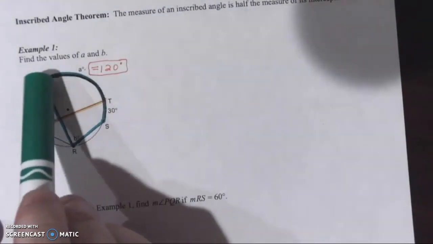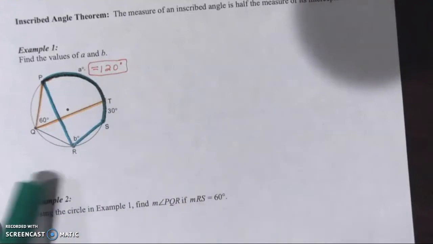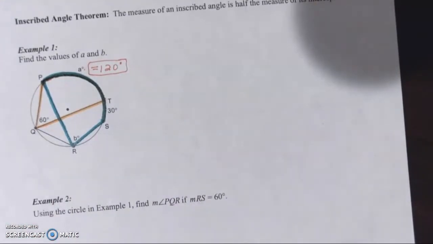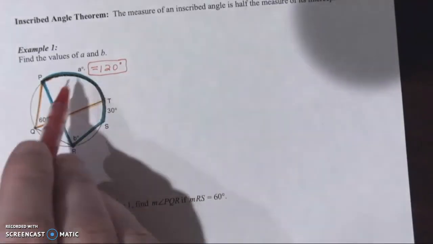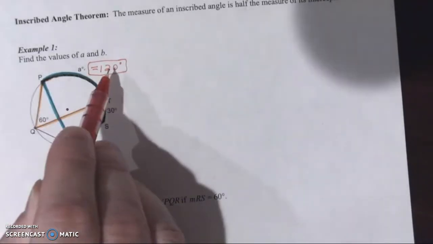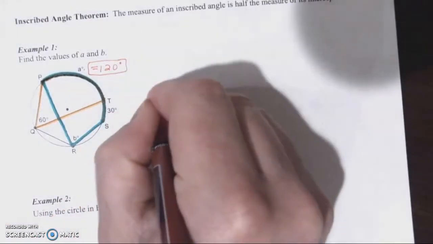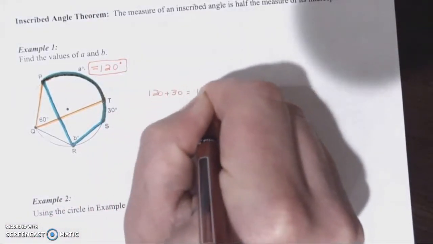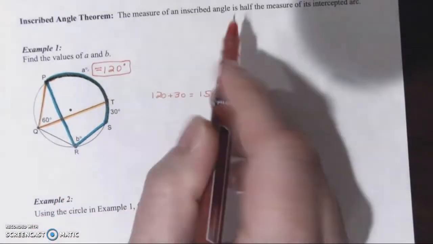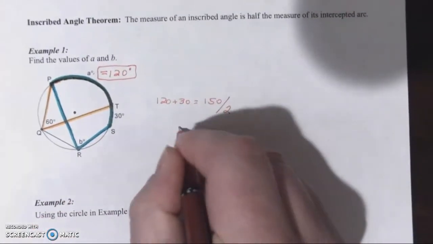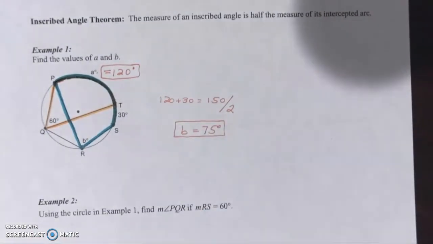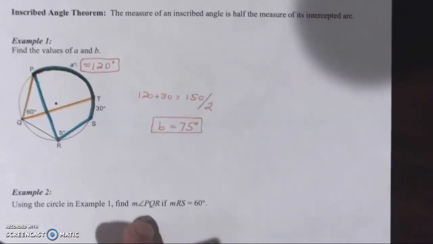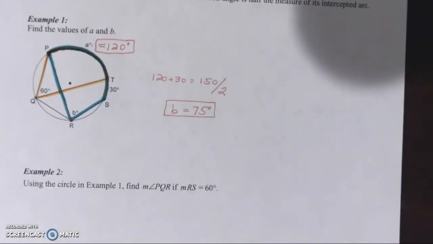So whatever the measure of this now green arc is, this inscribed angle will be half of that. So, what is the measure of this arc? Well, it's made up of two different pieces. The A piece, which we know is 120, and then this 30 degrees. So 120 plus 30 equals 150. And then this angle, based on our theorem here, would be half of that. And B would be 75. And we're done.